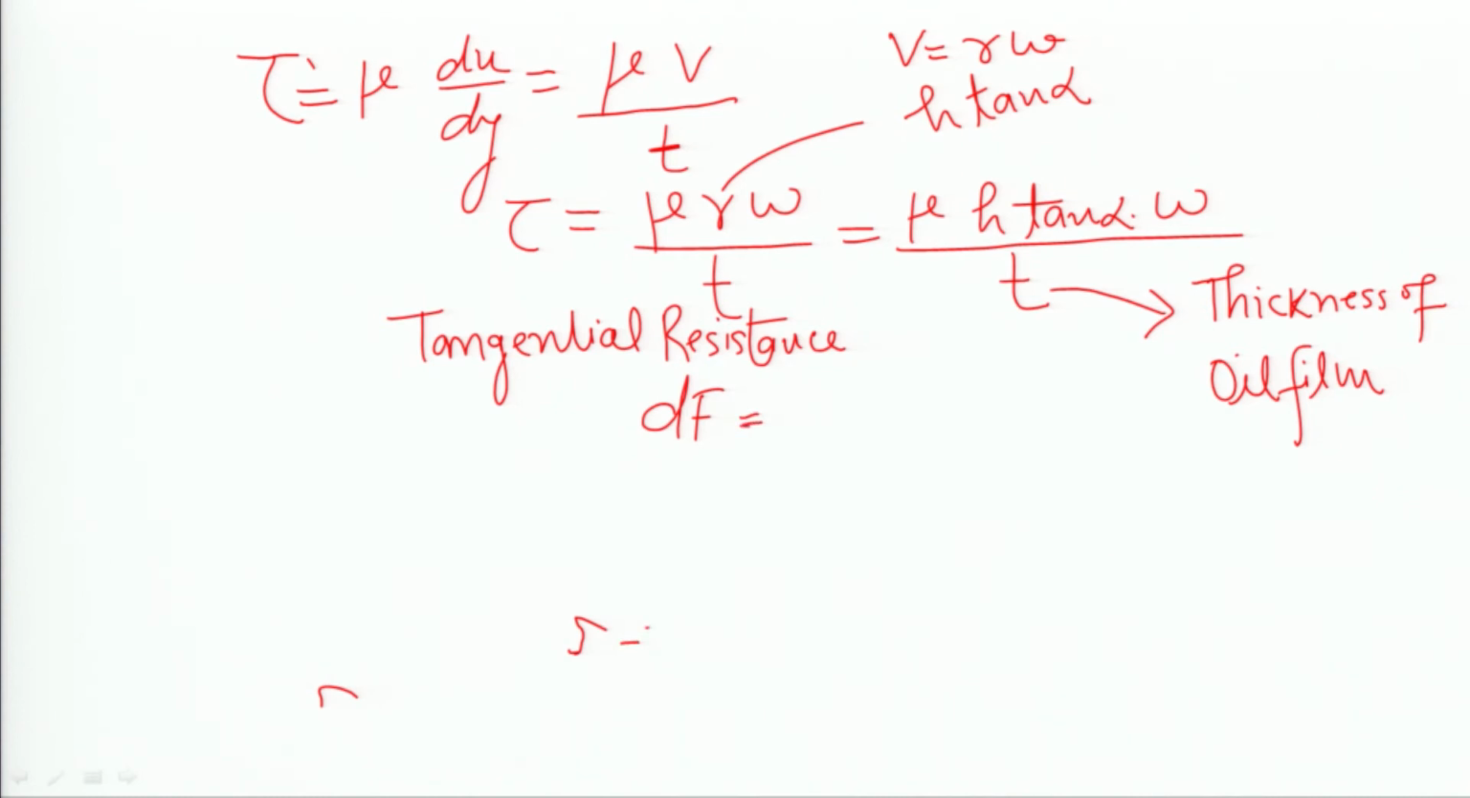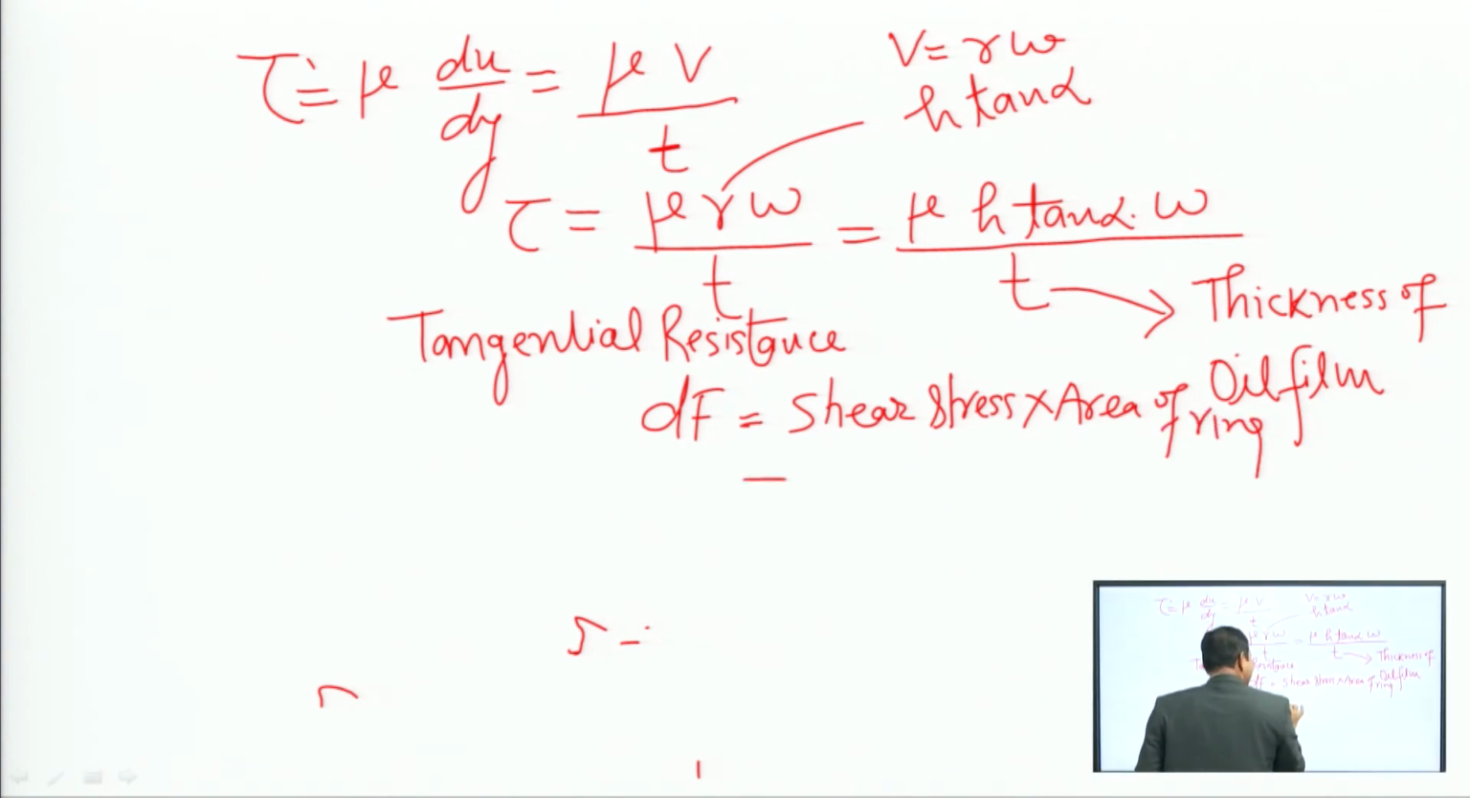Force is equal to shear stress into area. Area of what? Area of the ring. And what is the shear stress? Already calculated: mu h tan alpha into omega upon t. This is the shear stress.